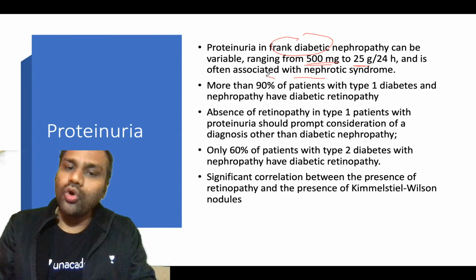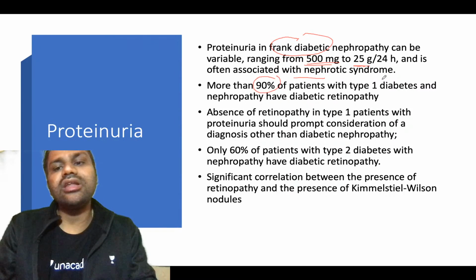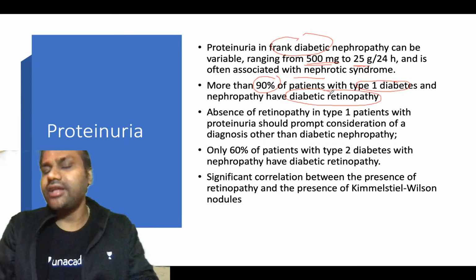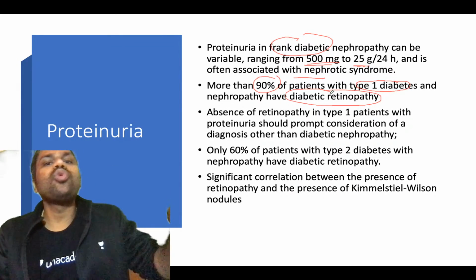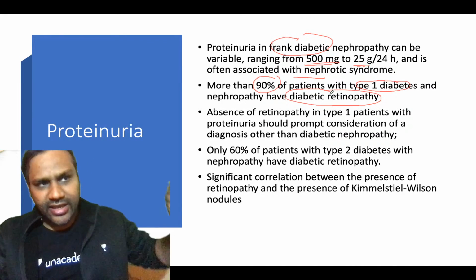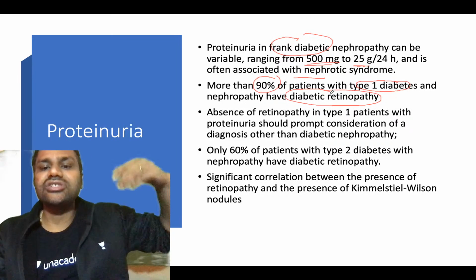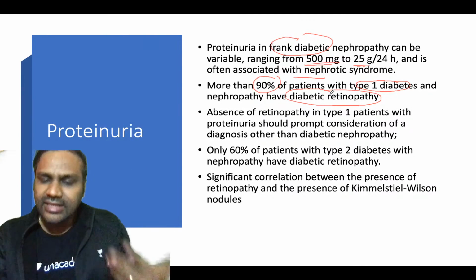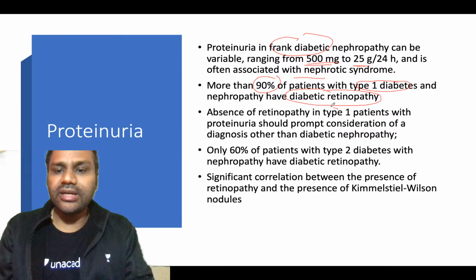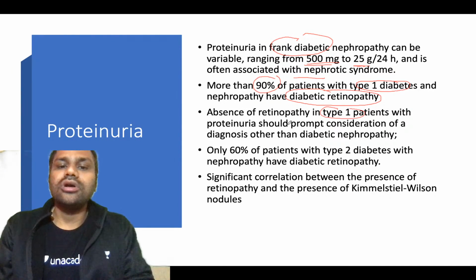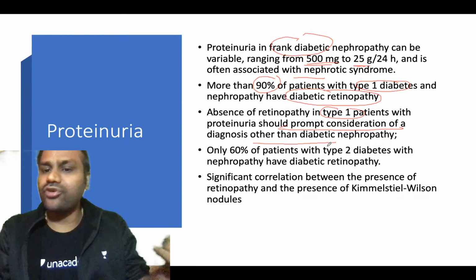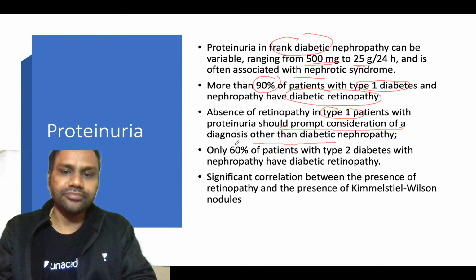And remember, more than 90% of type 1 patients will present with diabetic retinopathy. So diabetic retinopathy is more common in type 1 diabetes mellitus. If in type 1 diabetes mellitus you are not seeing diabetic retinopathy, then think that it is not type 1. Absence of retinopathy in a type 1 patient with proteinuria should prompt consideration of a diagnosis other than diabetic nephropathy. You need to remember that.